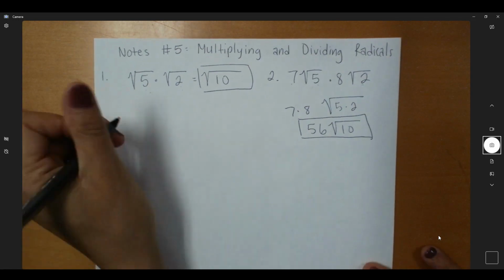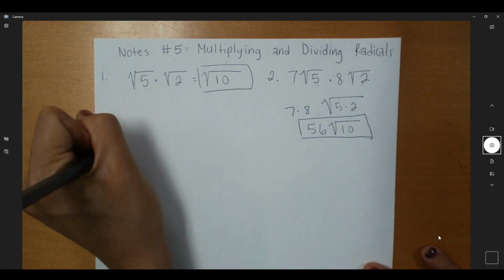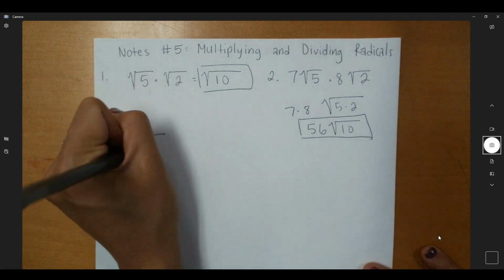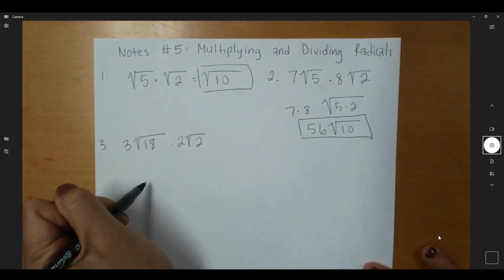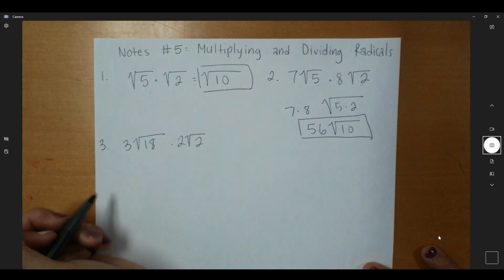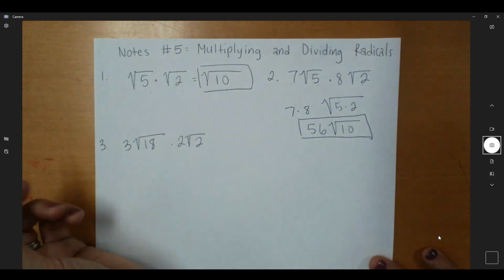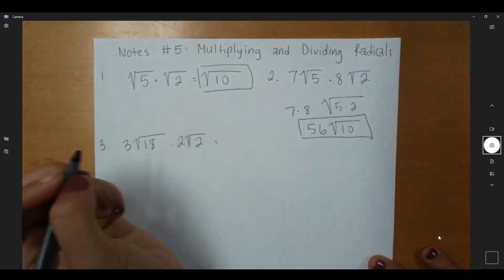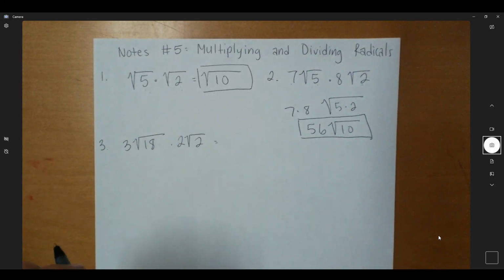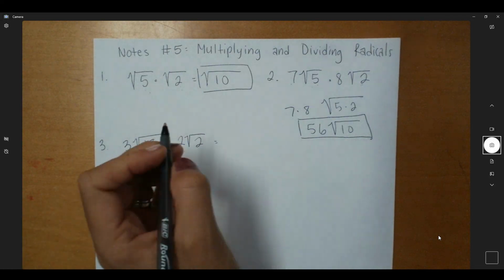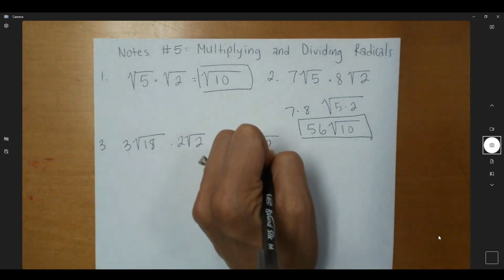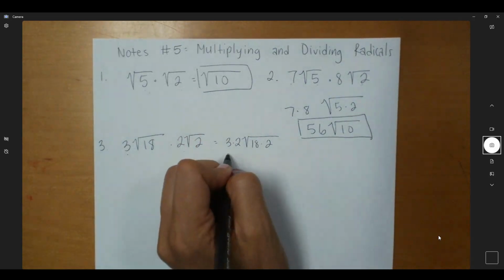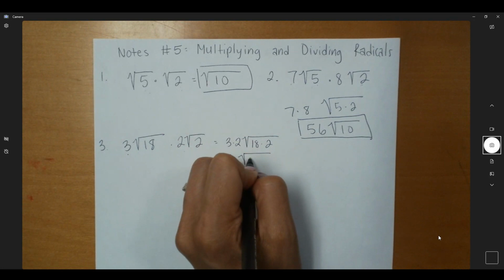Okay, so for number 3, this is where you could do it 2 different ways. So you could do the tree here and then simplify it and multiply out. But again, I find it easier for me to multiply right away. So 3 times 2 is on the outside. And then on the inside would be 18 times 2. And that would be 6, and then the square root of 36.